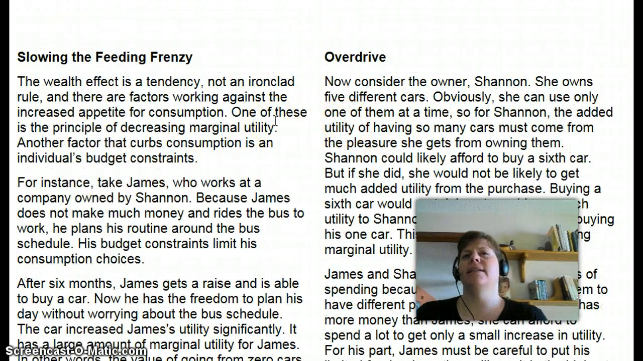Overdrive. Now consider the owner, Shannon. She owns 5 different cars. Obviously, she can use only one of them at a time. So for Shannon, the added utility of having so many cars must come from the pleasure she gets from owning them. Shannon could likely afford to buy a 6th car, but if she did, she would not be likely to get much added utility from the purchase. Buying a 6th car would certainly not provide as much utility to Shannon as James obtained from buying his 1 car. This is an example of decreasing marginal utility.